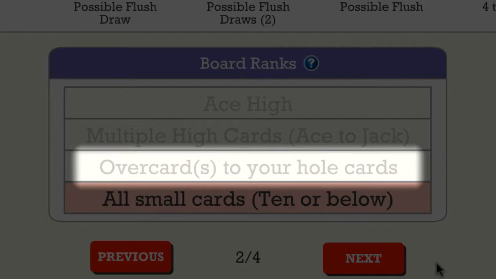This box says overcards to your whole cards. For example, suppose you held Queen Jack suited and the flop contained a king. This box will be highlighted to warn you that even if you hit a queen or jack on the turn, you still won't have top pair.